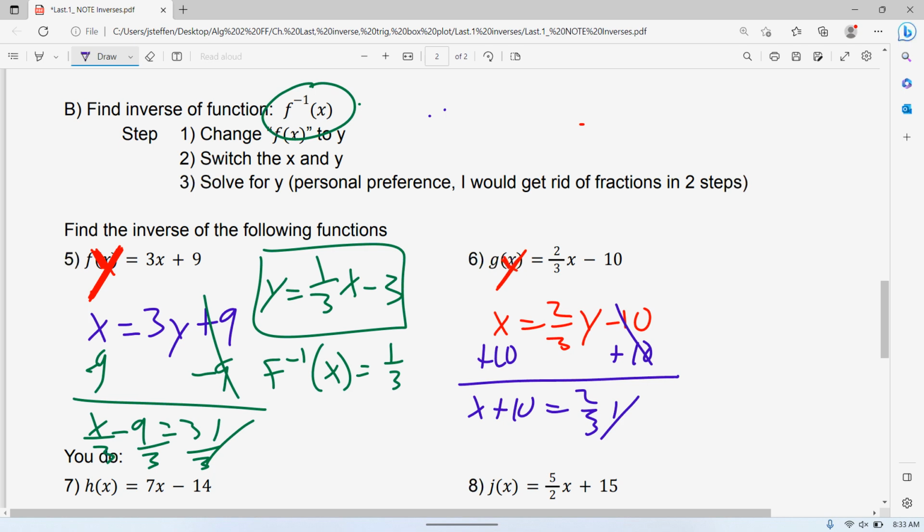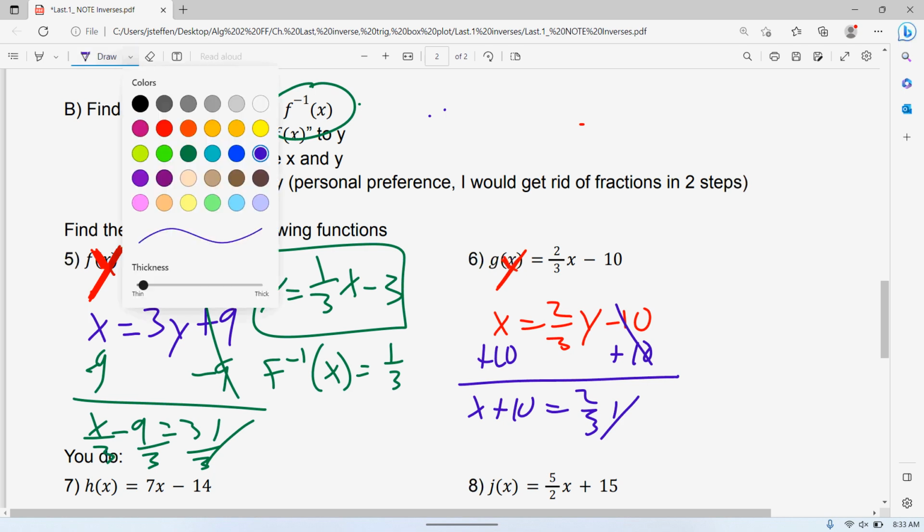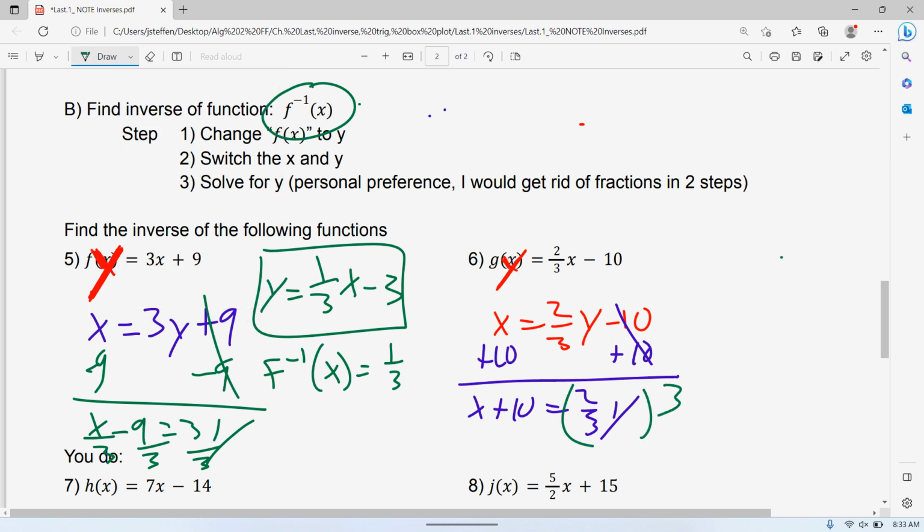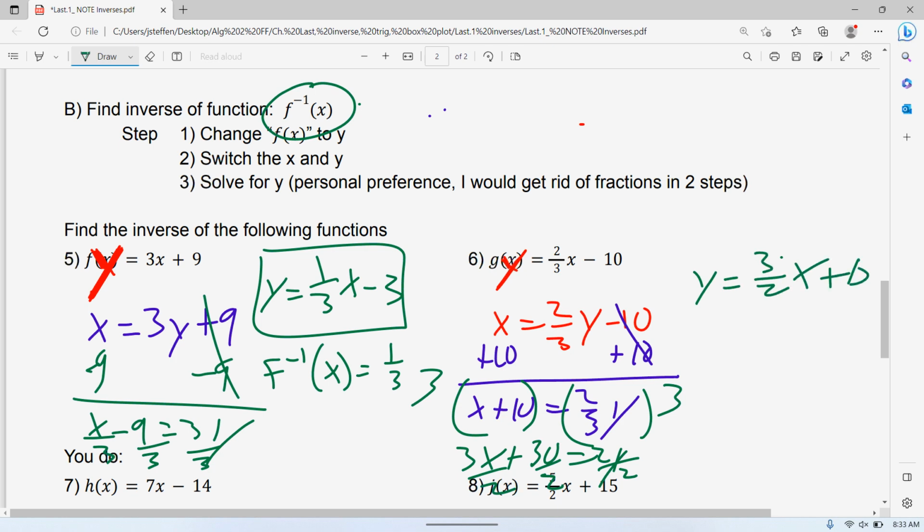Rather than multiply by the reciprocal, I'm going to start by saying this is over 3. There's a 3 in the denominator, so I need to multiply by 3. So multiply this side by 3 and this side. Now you distribute, that 3 goes to the x and to the 10. Now you can divide everything by 2. So now we divide by 2, and we have y is equal to 3 over 2 x plus 30 over 2, which is 15. I like that method better, where we multiply by 3, then divide. Again, you do not have to do it that way, but I think that makes life easier as far as fractions go.